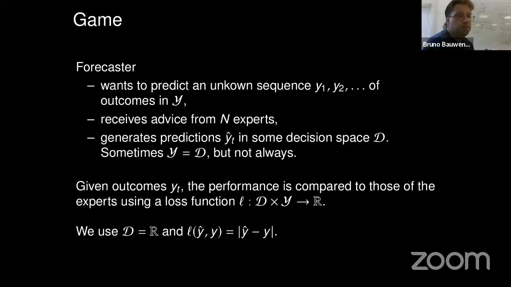And the loss, we will keep things simple. We will take the absolute value of the difference between our label and the true label, the one given by the opponent. All results will hold for any loss function that is convex in the first argument, but let's keep things simple.